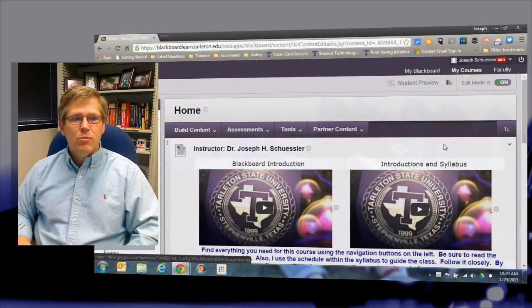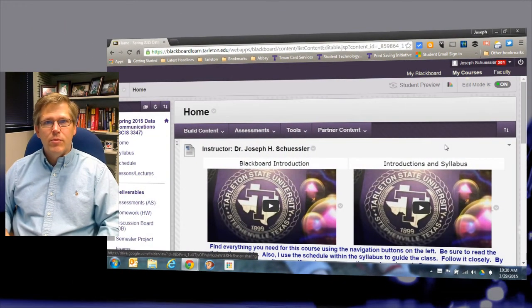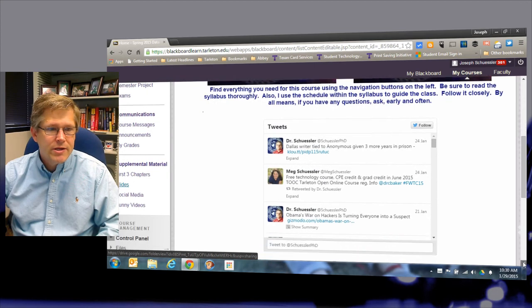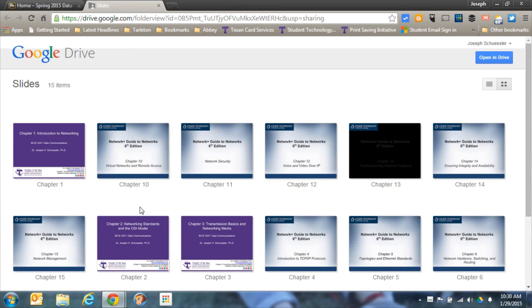So this is our Blackboard shell. If you haven't looked around that much, I've posted the slides in our navigation bar over here on the left-hand side. So let's scroll on down and take a look at that. So here we have slides. I've taken the PowerPoint presentations from the textbook, and I've started converting them so I can add additional content and change them as needed. So I've modified the way they look. I haven't done all of the chapters yet. I'm working my way through them. The very first one is Chapter 1, and that's the one we're going to be looking at today.